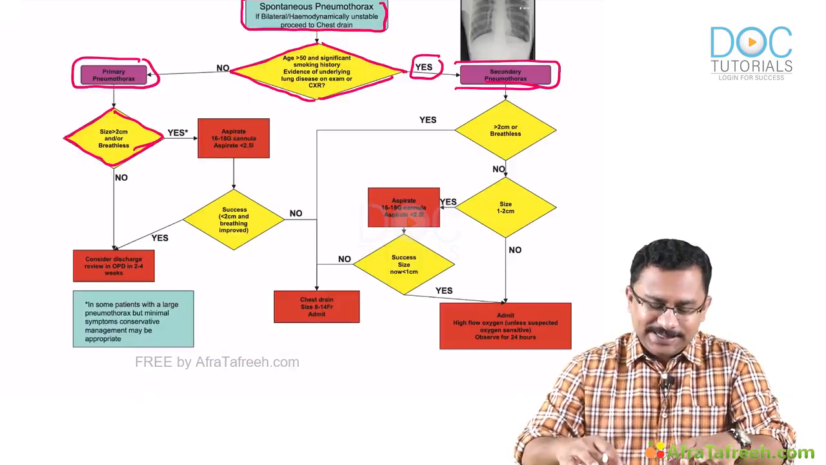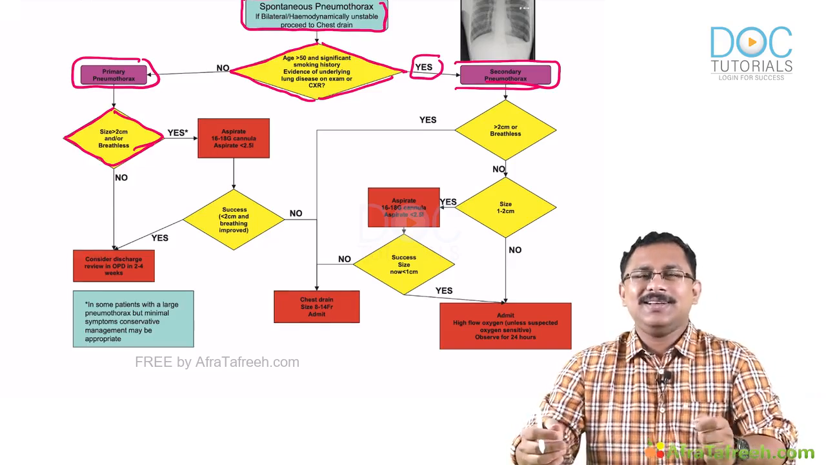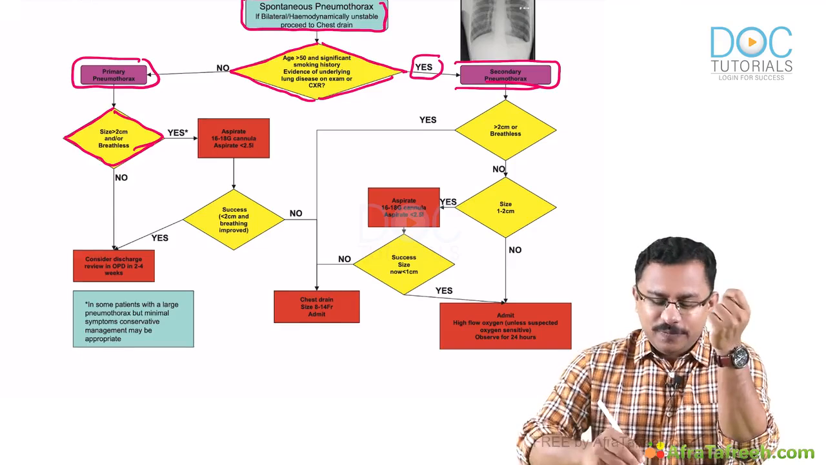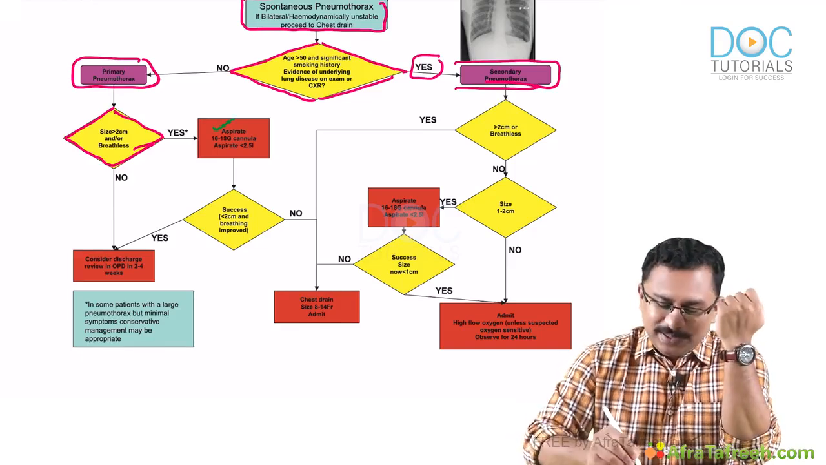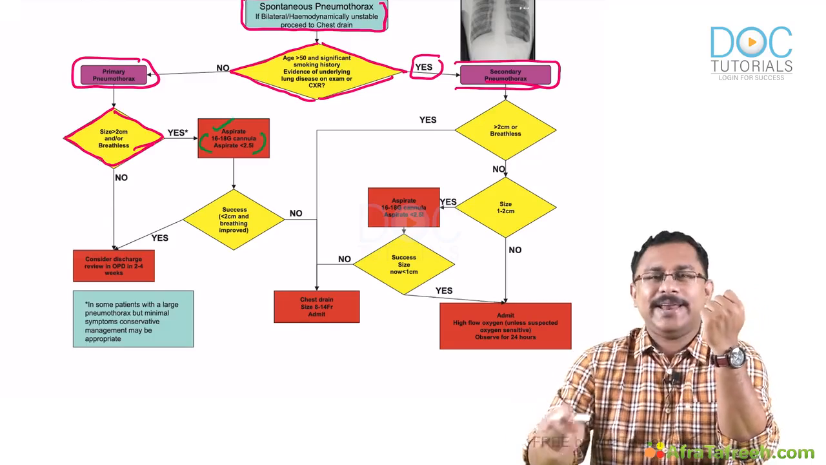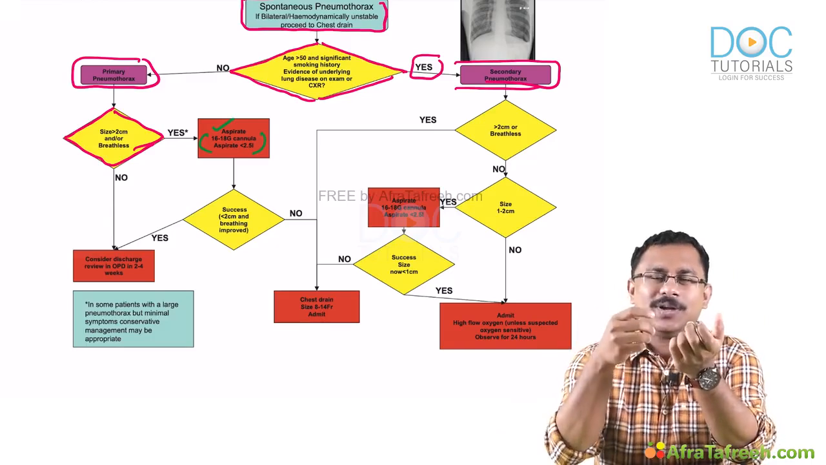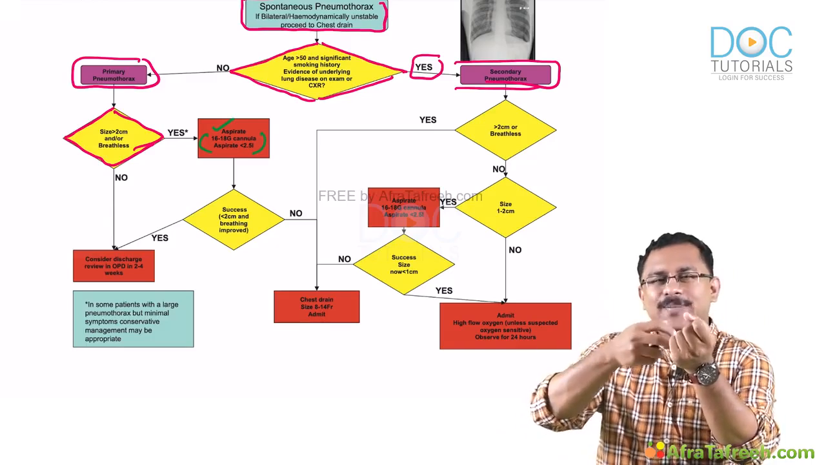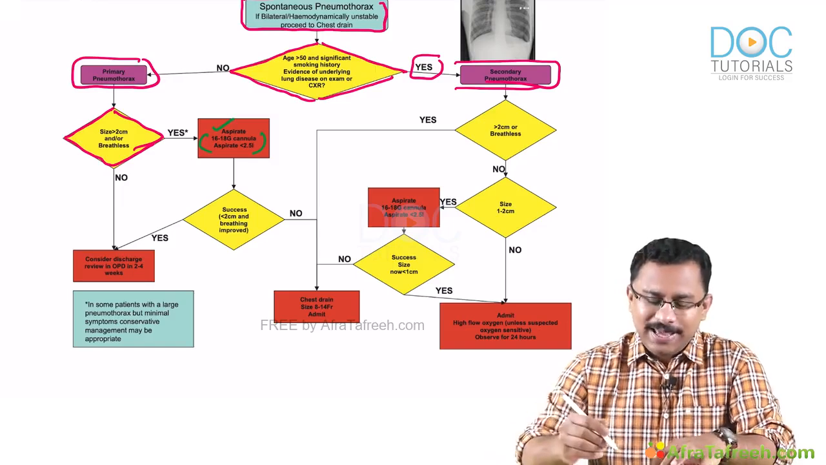If the size is large, if it is more than 2 centimeter, then you should go for an aspirate. What do I mean by aspirate? You are using a 16 to 18 gauge cannula, you insert the cannula and you also attach a 50 ml syringe, and you try to aspirate the air. That is what you call aspiration.